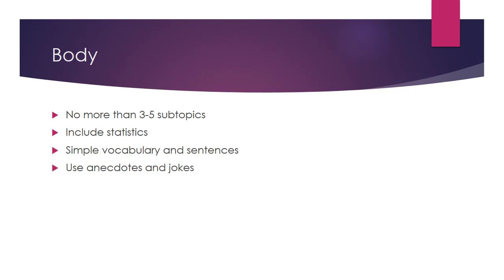In the body of your presentation, you should try to limit your subtopics to anything between 3 and 5. You want everything you say to be as concise as possible, and you don't want to overwhelm the audience with too much information. Including items that are measurable, like statistics, will add credibility to the points that you are making. Just don't go overboard with them. Simple vocabulary and sentences are usually best. It makes things less complex and easier to understand.